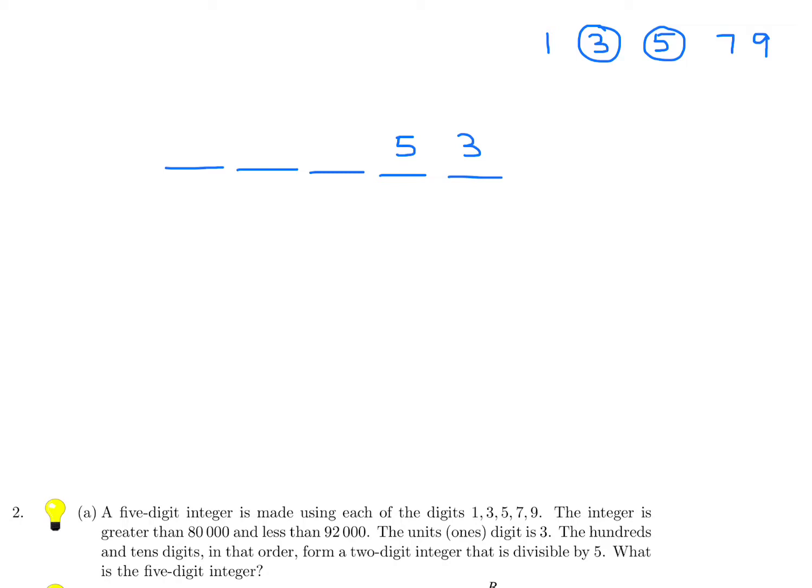Well, the number is between 80,000 and 92,000. So obviously, from the answer choices remaining, this has to be a 9. And then we have a 1 or a 7. Can't put a 7 there because that would be greater than 92,000. So that's the only choice is a 1. And therefore, the only other choice is a 7. So my number is 91753.